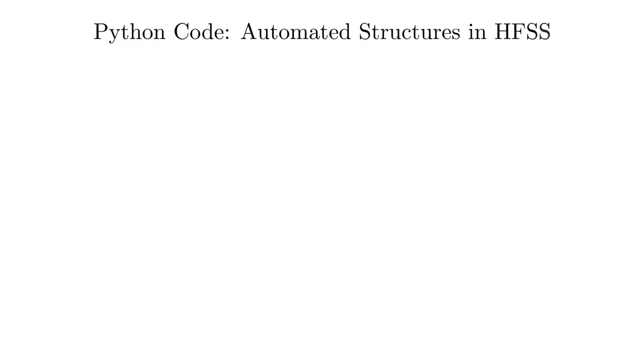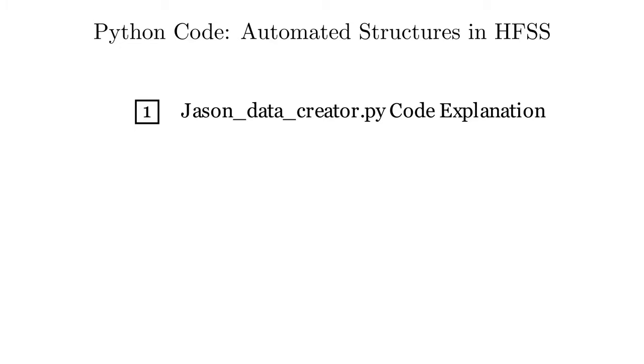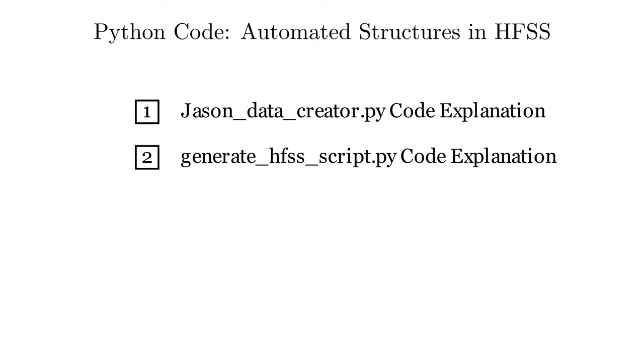Python code, automated structures in HFSS. In this part, we explain the three parts of the Python codes that will be used to automate the creation of the structures in the HFSS environment. These parts include json_data_creator.py, code explanation. generate_hfss_script.py, code explanation. plotter.py, code explanation.